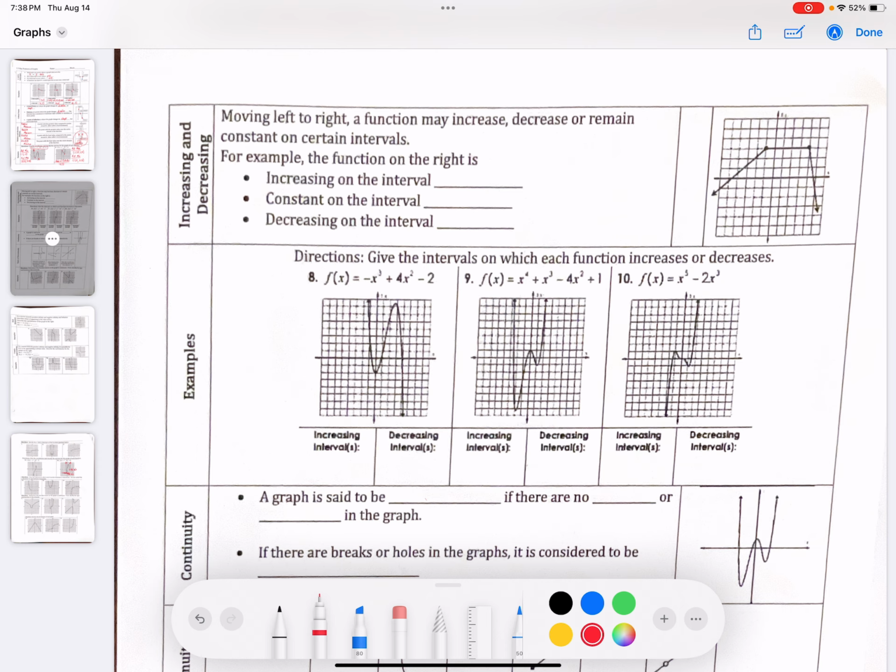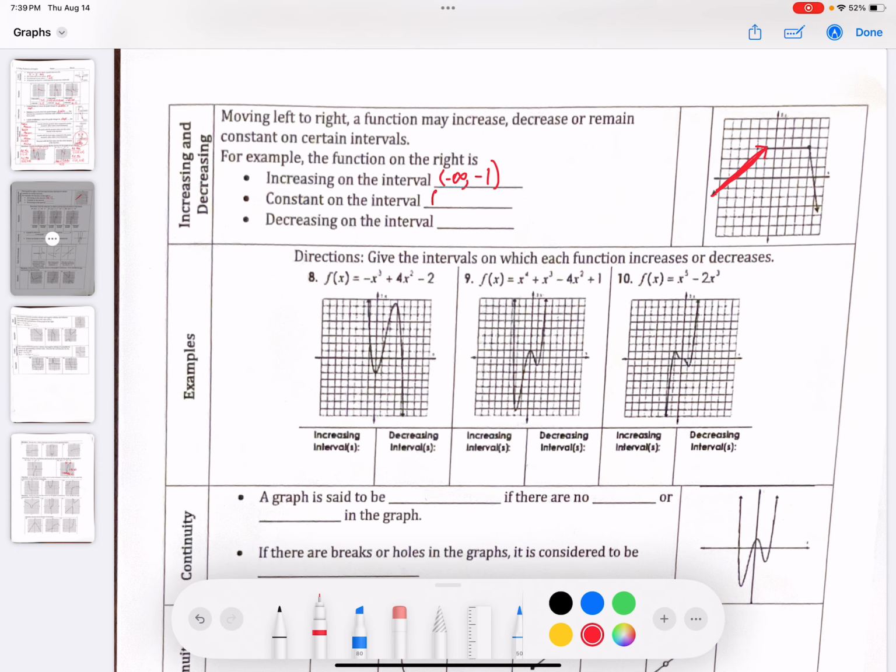So, increasing and decreasing. Anytime we're analyzing graphs, we go from left to right. We always want to move from left to right because then we can see if the function's increasing or decreasing. For example, on this graph to the right, going from left to right, we are increasing on this red interval, from negative infinity all the way up to, looks like -2, -1, sorry.